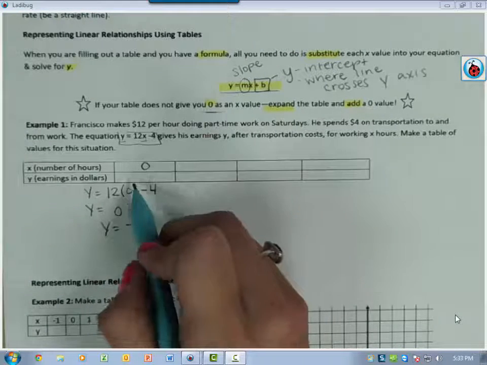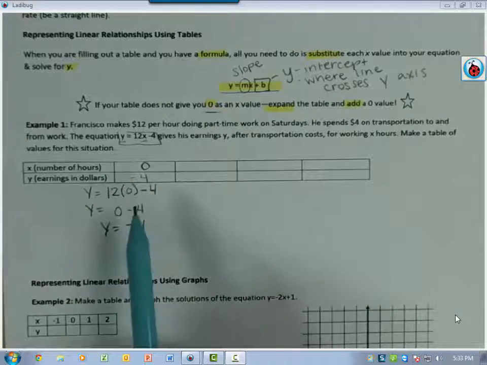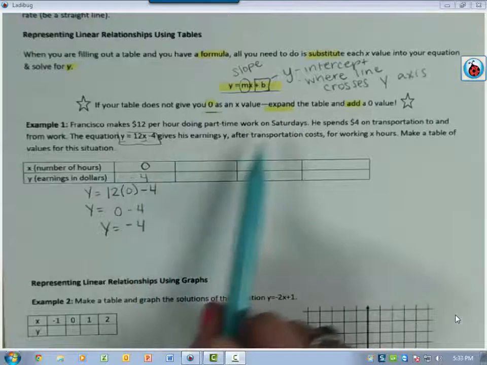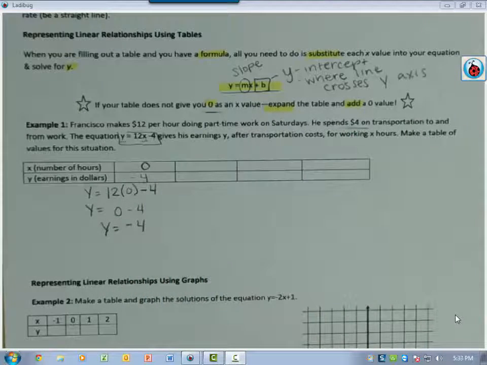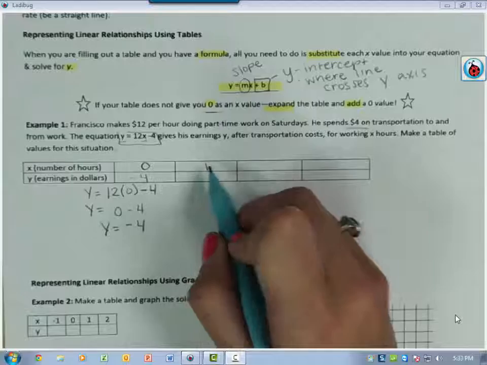So if he works 0 hours, he's actually losing money. He loses money because he's still spending $4 on transportation even if he works 0 hours. Alright, and let's do 1 and then 3 hours and then 5 hours.